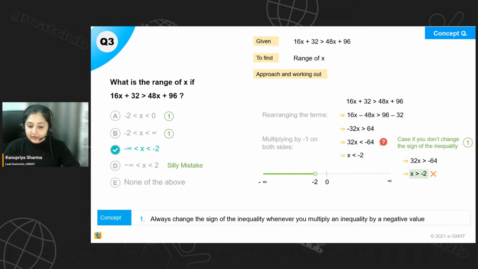Coming to question number 3. So you need to find the range of x here. When you rearrange this inequality, you get this negative 32x is greater than 64. Now, if you forget to flip the sign of the inequality when you multiply it with the negative sign, you get an incorrect answer, right? So anyone who has made this mistake, this is the feedback for you, that you have to be comfortable with this concept. Whenever you multiply with the negative sign, you have to flip the sign of the inequality, and then you get to the correct answer here.